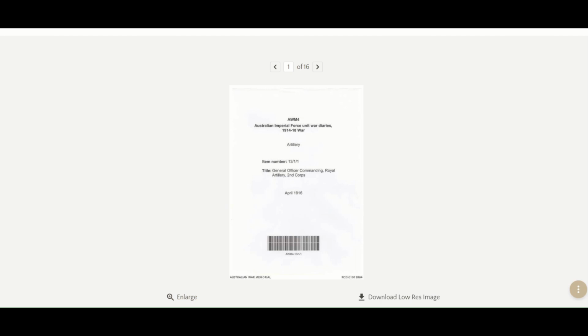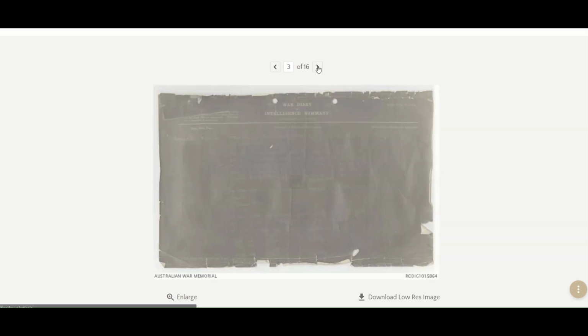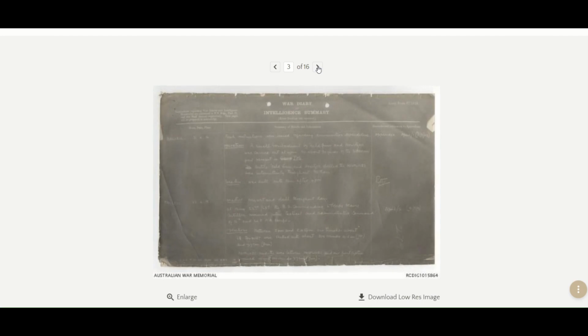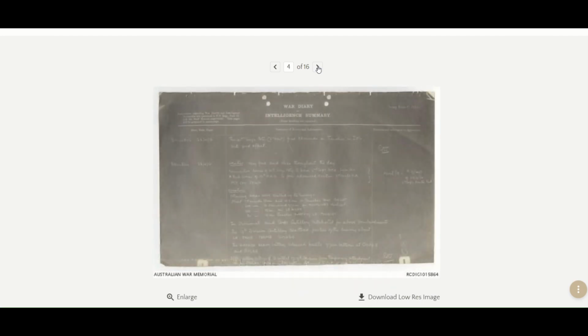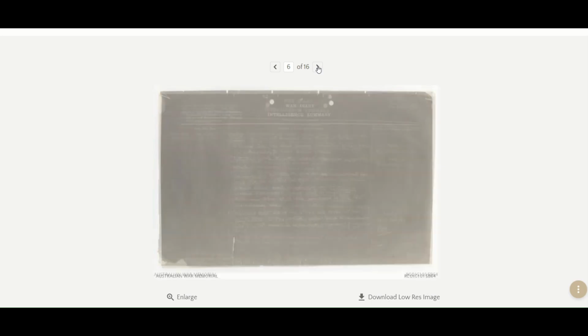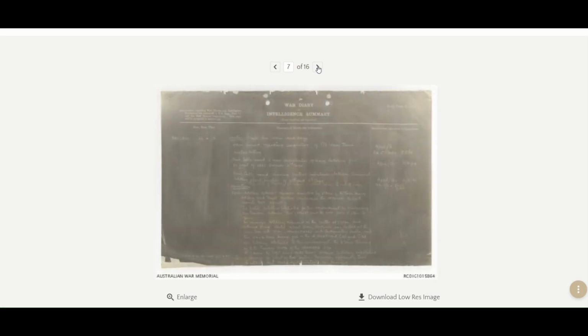So he's a General Officer Commanding of the Royal Artillery, the 2nd Corps. Just clicking around here. Here we go. Right. So that might be a bit hard to see, but they are his actual diaries. Madness. So that's first-hand accounts from one of the artillery commanders. There you go.